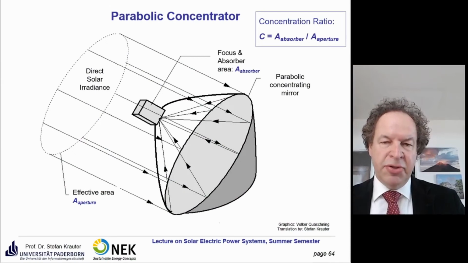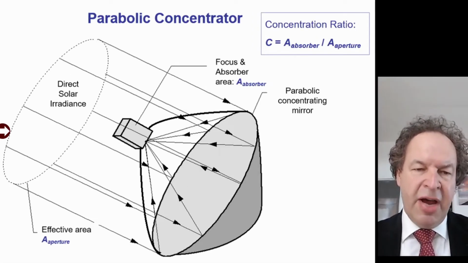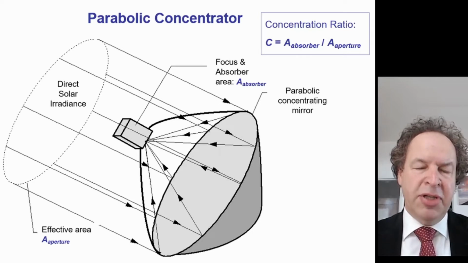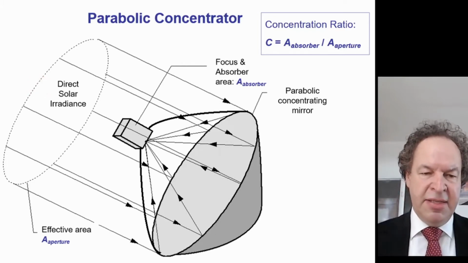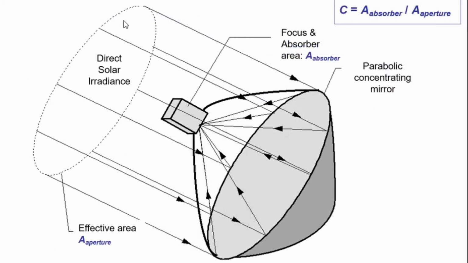Today we talk about concentration. So we have here as an example the parabolic concentrator. You have the effective area from the sun coming in. In general, a parabolic concentrator can only concentrate direct solar irradiance, it cannot make use of diffuse irradiance. The irradiance is then reflected onto the focus area. Here the absorber area could be a point or could be an area.